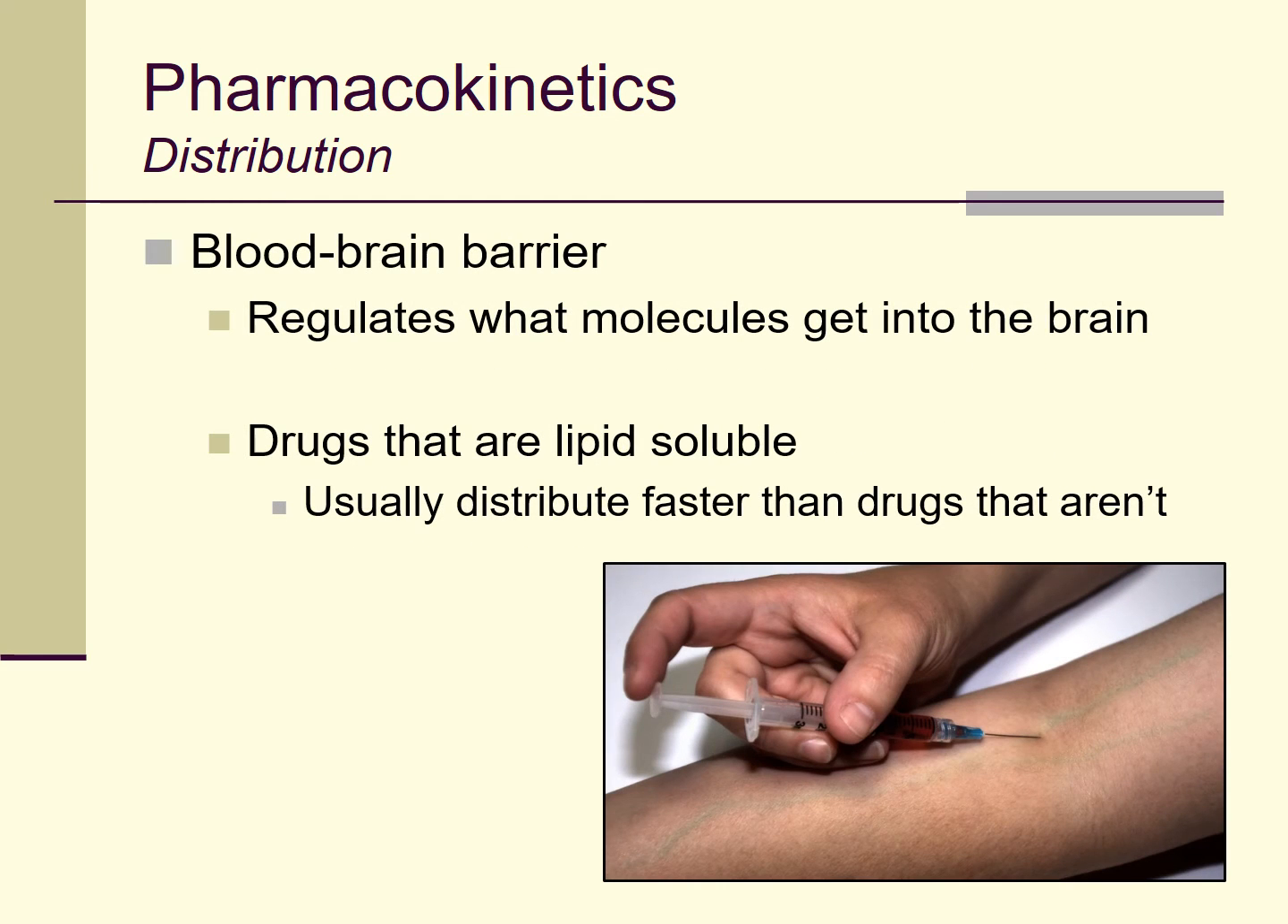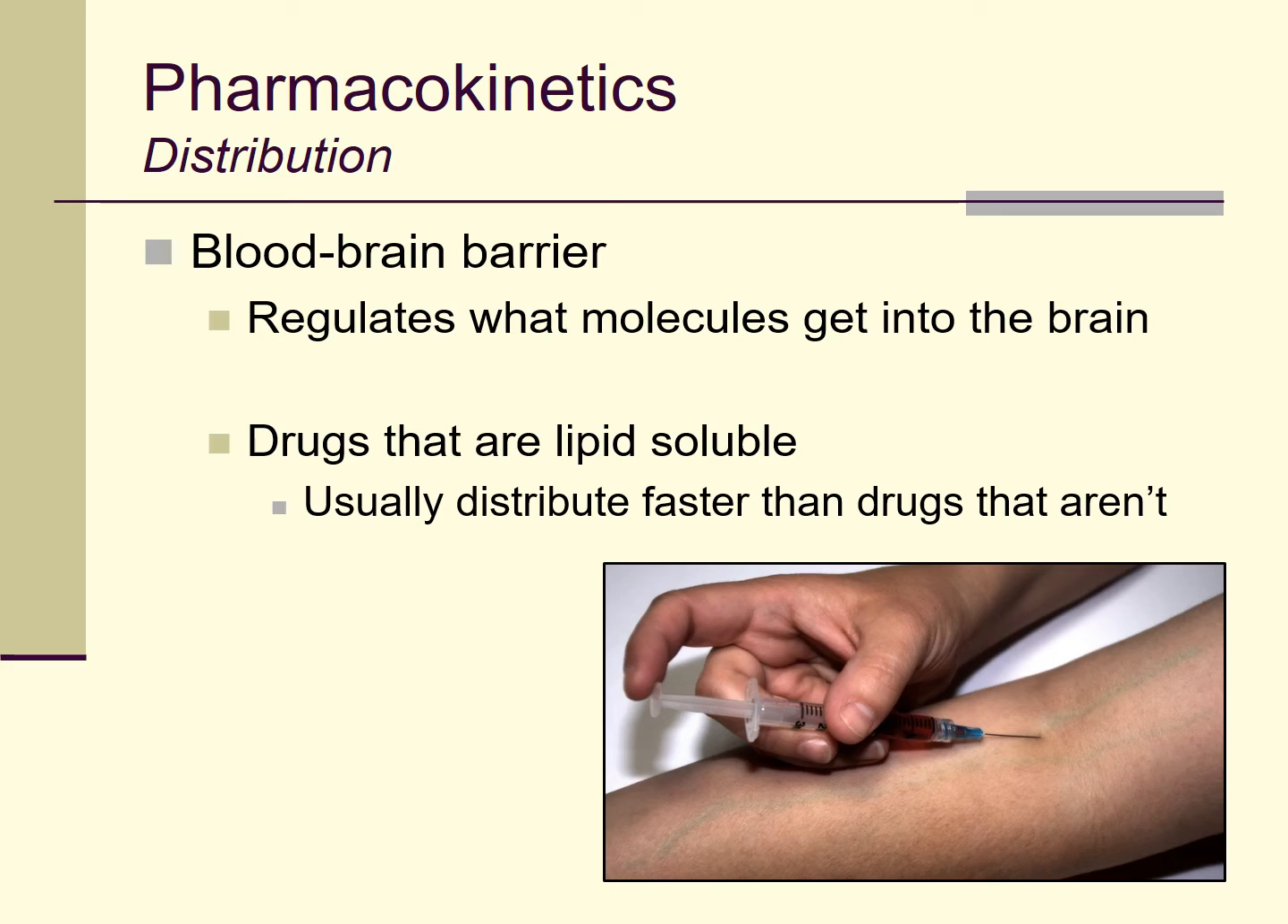So again, the blood-brain barrier regulates what types of molecules get into the brain, and drugs that are lipid-soluble usually distribute faster into the brain than drugs which aren't. A good example of this would be the drug heroin. I'll talk about this in a later lecture, but basically heroin is synthesized from morphine, but relatively speaking, heroin is more lipid soluble than morphine, which means that if you were to inject heroin into your body, the heroin would get into your brain faster than would the morphine.